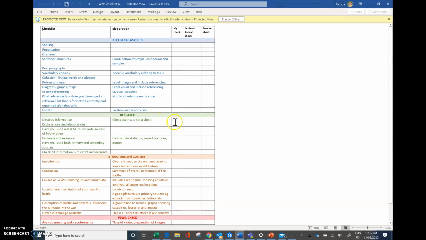Okay, this is your research. Have you used detailed information? Have you used explanations and elaborations? Have you used ADAM to evaluate sources of information? Of course, ADAM stands for author, so you could make a comment on the author in the right-hand side of your scaffold. The date that it was written, is it a primary source or is it a secondary source?